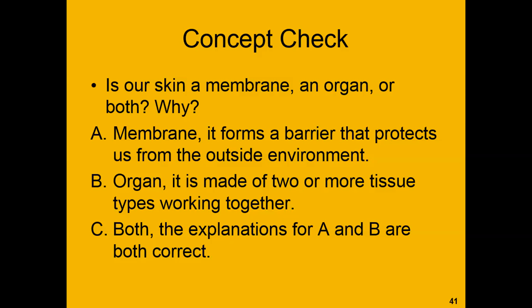Is the skin a membrane, an organ, or both? And tell me why. Let's say A, it's a membrane because it forms a barrier that protects us from the outside environment. Or B, it's an organ because it's made of two or more tissue types working together, specifically dense fibrous connective tissue and stratified squamous epithelial tissue. Or C, both, because the explanations for A and B are both correct.